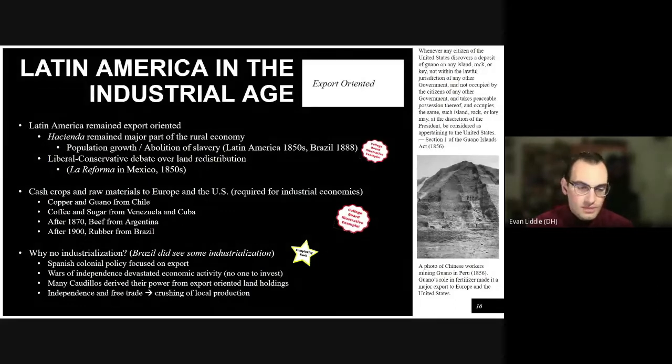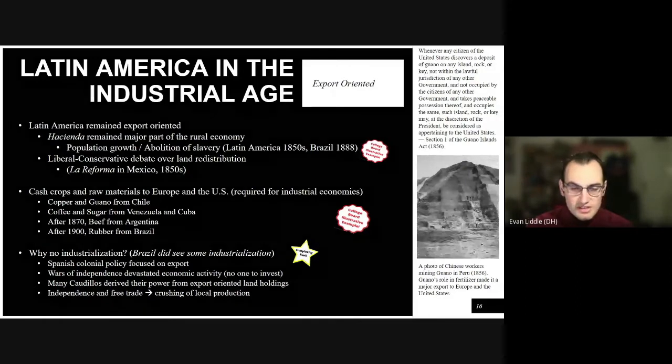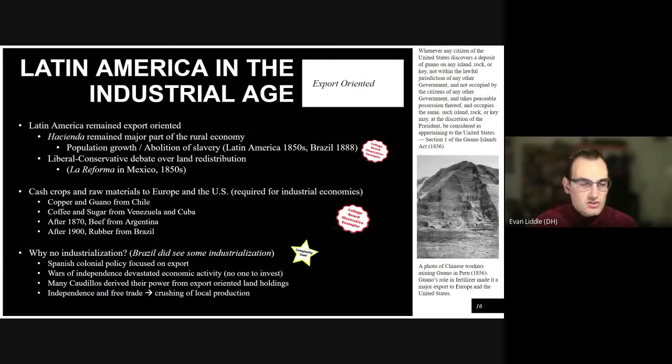So even though there was debate over what to do with the land, haciendas and large concentrated plantations remained the norm in Latin America. And this situation was perfectly fine for Europeans and Americans, who were more than happy to pay for the raw materials that came out of these countries, such as copper and guano from Chile, which were used to build telephone lines and fertilize fields, coffee and sugar from Venezuela and Cuba, beef from Argentina, and rubber from Brazil. All of these resources either fed industrial workers or fed literal industrial economies. And so throughout the 19th century, Latin America remained an export-oriented region.